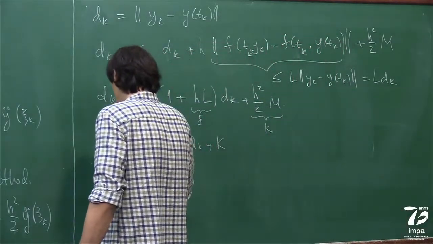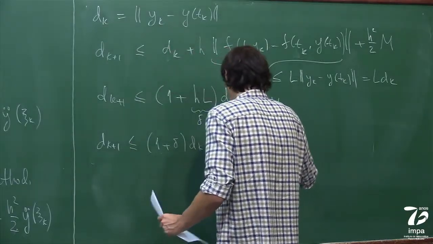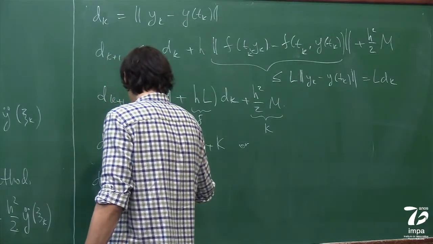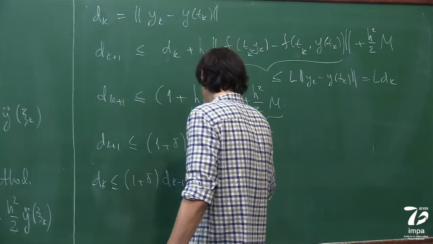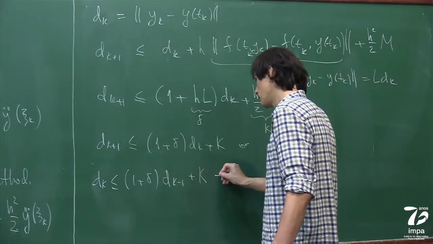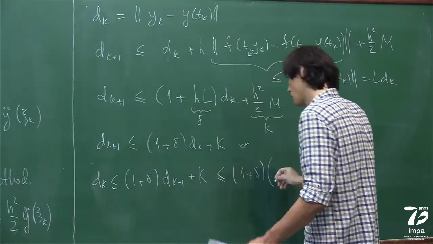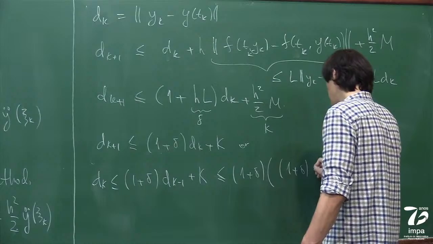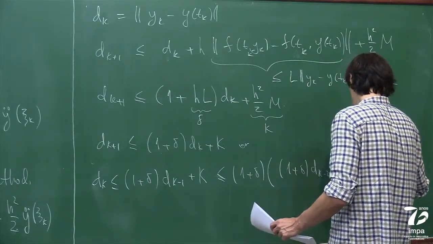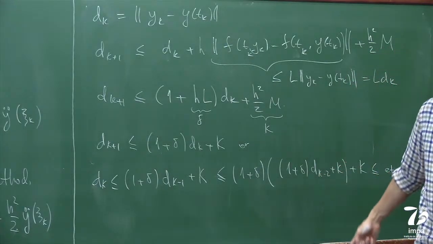So we can do it like this. d_k is smaller or equal to (1 plus delta) d_{k-1} plus beta_k, the same relation for a smaller k. Then let's use it iteratively. Now we use it for the next one, so this is smaller than (1 plus delta) squared d_{k-2} plus beta, plus beta, et cetera. So we use the same formula many times.